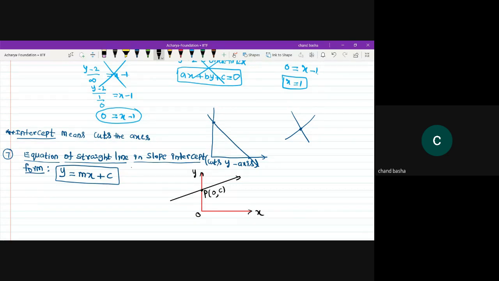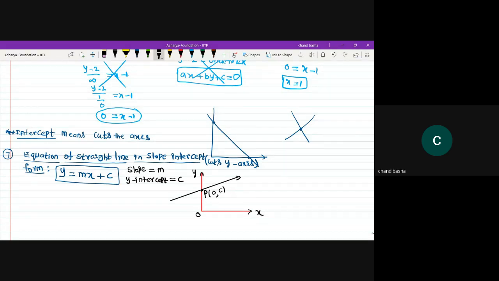Here you can write the slope. The mathematicians have given some standard notations. Slope will be represented as m and the y-intercept as c. Sir, why are you taking the y-intercept as c? That is one standard representation. Sir, I don't understand how we got y is equal to mx plus c.